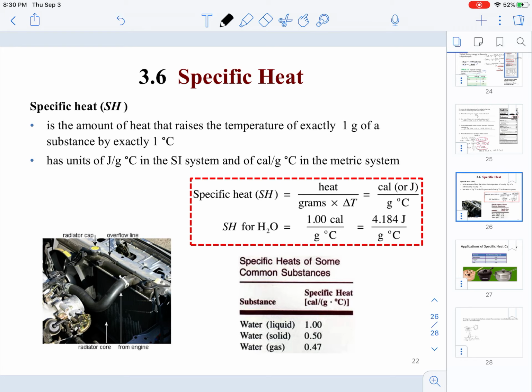So let's take, for example, here on the left side of the slide, we have the image of a radiator. From experience or common knowledge, you know that a radiator is used to cool off the engine in a car. The reason why that happens is because the engine of a car undergoes a series of combustion reactions from the gasoline, if it is a gasoline-driven car.